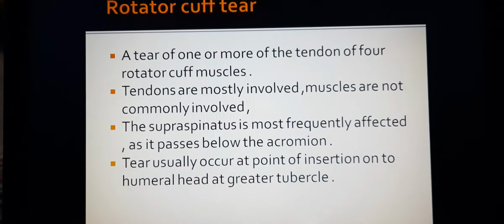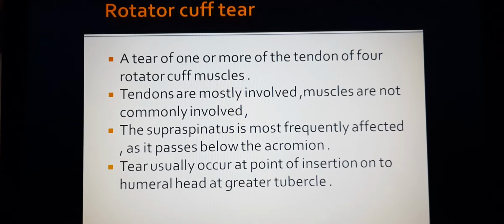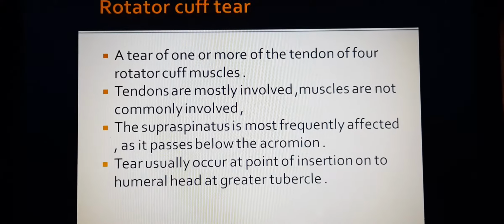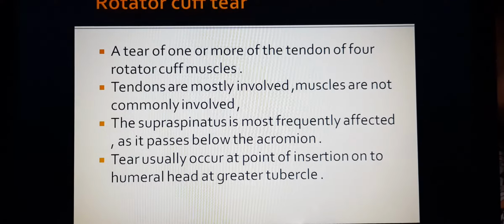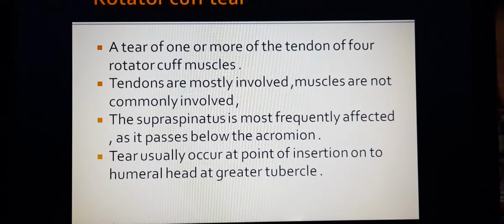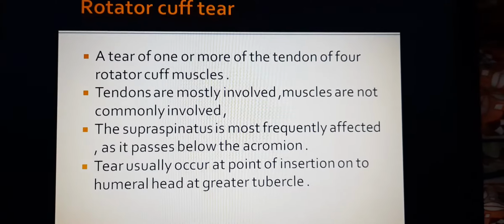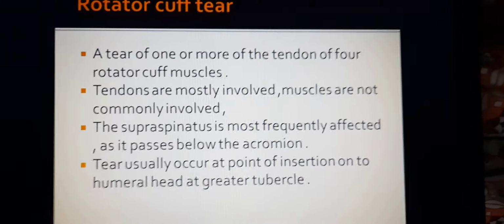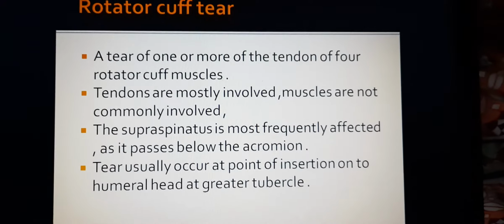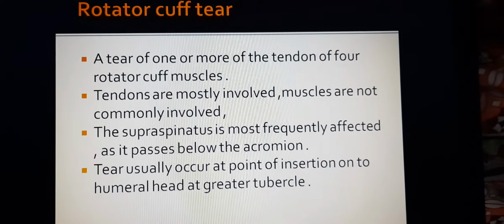Rotator cuff tear. A tear of one or more of the tendons of the four rotator cuff muscles. Tendons are mostly involved, muscles are not commonly involved. Supraspinatus is most frequently affected as it passes below the acromion. Tears usually occur at the point of insertion onto the humeral head at the greater tubercle.